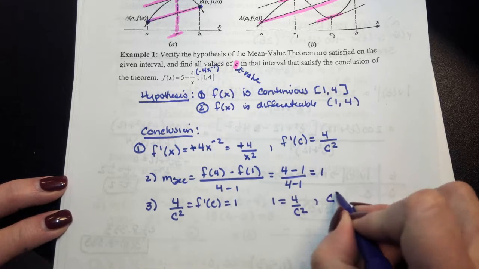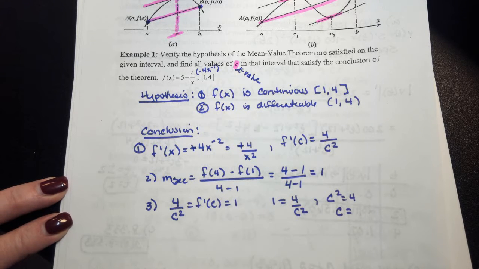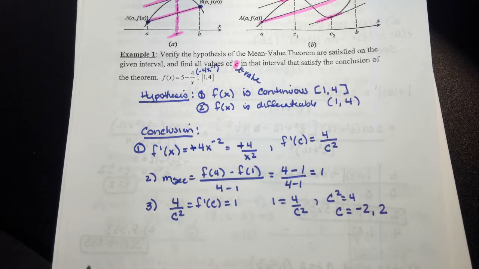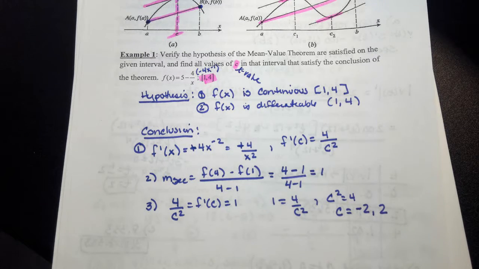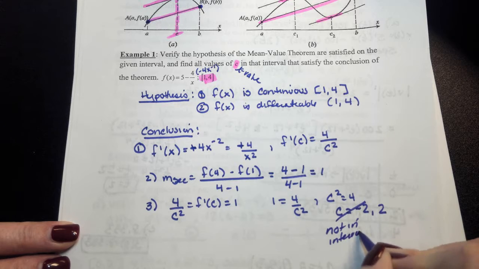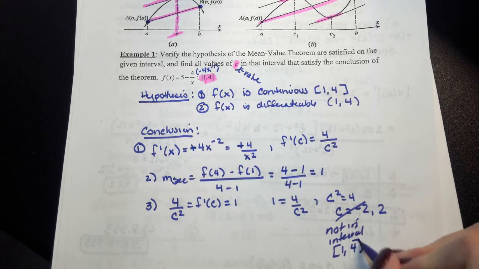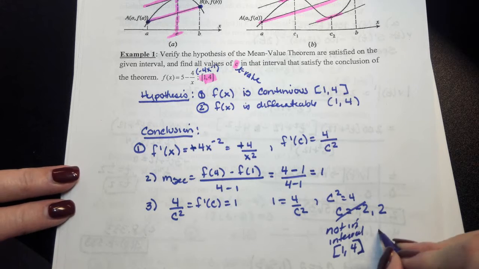So I cross multiply, and c squared is equal to 4. What's c going to be equal to? Plus or minus 2. So negative 2 and positive 2. Now you want to make sure, remember, you're only looking for x values in your interval 1 to 4. So which one of these values can I reject? Negative 2, because that's not in the interval. So the only place where the slope of my tangent line will be equal to the slope of the secant line is when c is equal to 2.